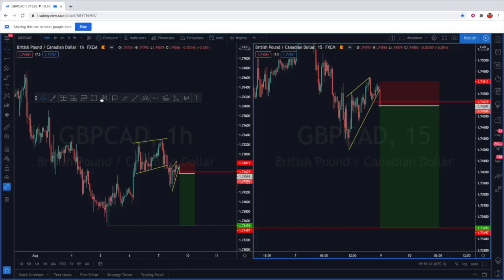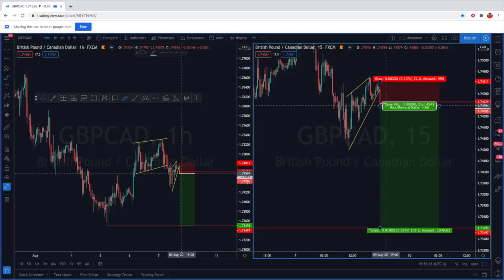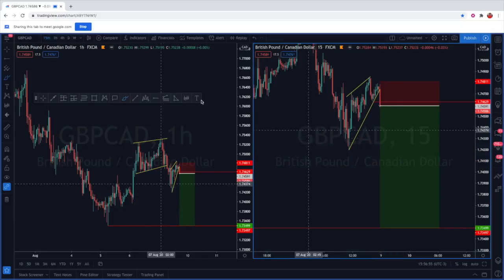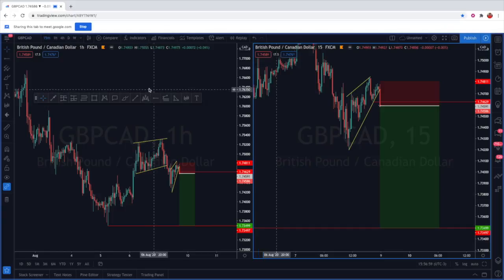Once you do get that scaling position, meaning that if it does shoot to the downside, obviously I'll just have to wait for a scaling, then I'll go all the way down with it. But it's going to be a beautiful trade on GBPCAD.